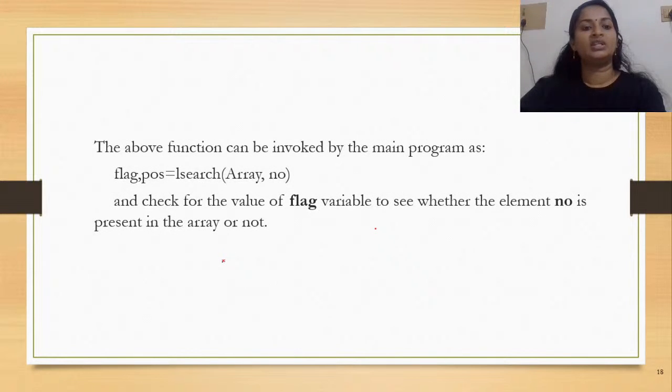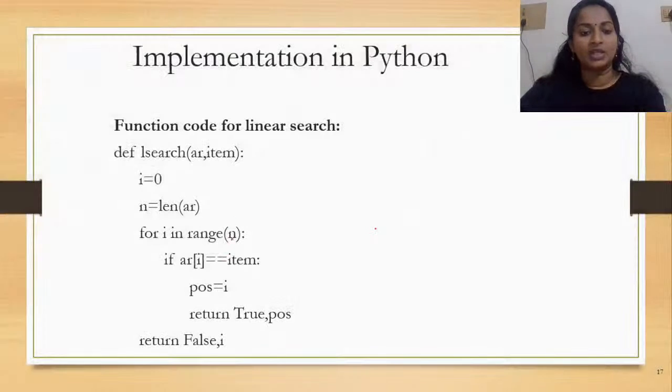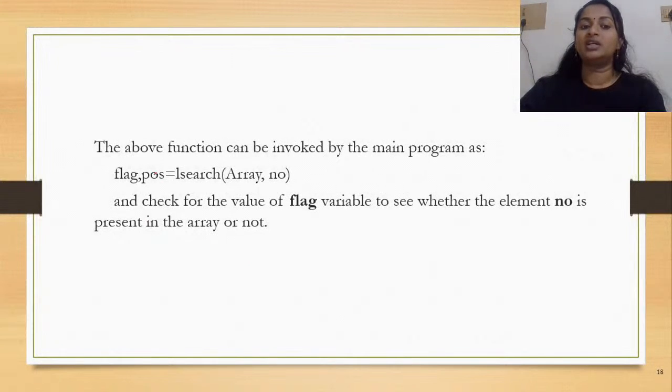So, moving on. Now, in the above function, I told you that the return statements have multiple values. See how the function would be invoked. Since there is a return statement, at the point of the function call a value would be returned, and this value has to be copied to some variable in the main program, right? So the above function can be invoked by the main program as flag, comma, pos. Now what will flag contain? The flag will get either the value True or the value False, and pos will get the position value.